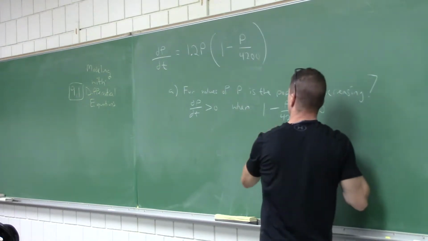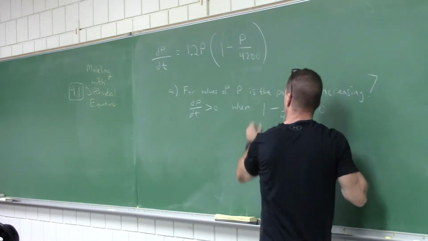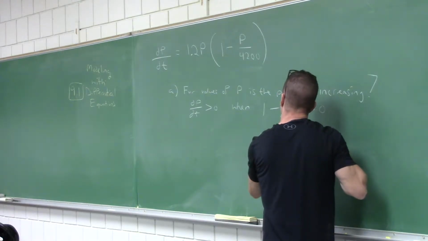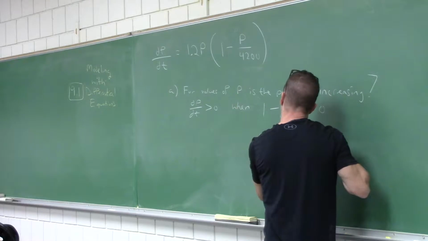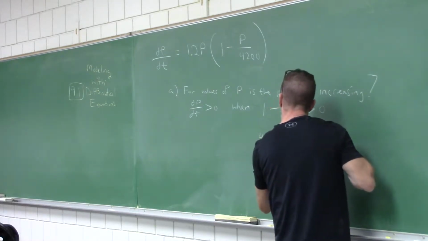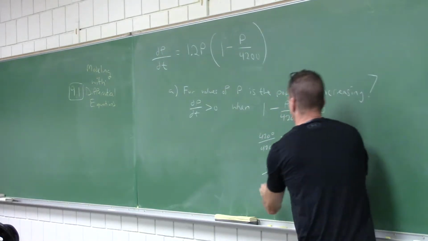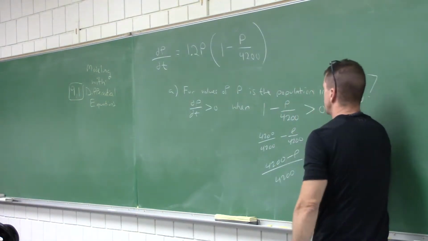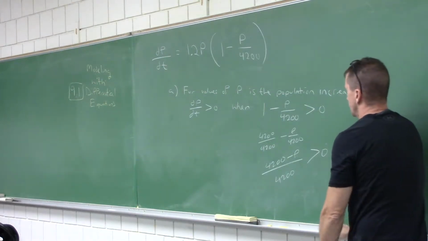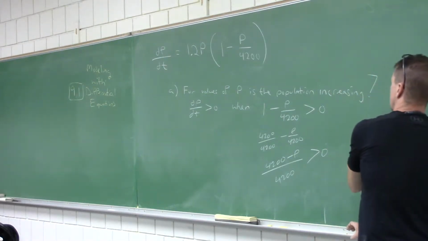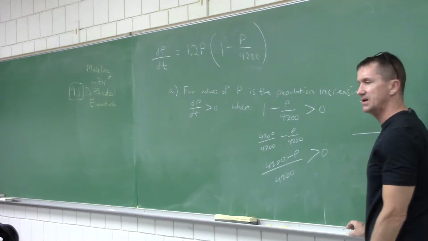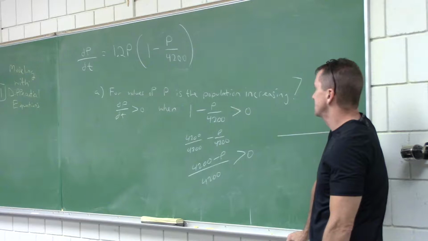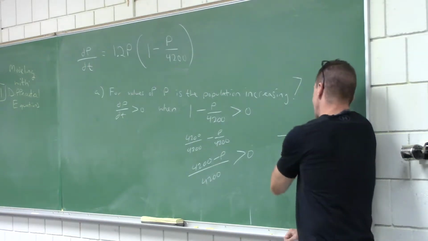Hey, I'm going to get some common denominators here. What would this be? 4,200 over 4,200 minus p over 4,200. Okay, so 4,200 minus p all over 4,200. Will that work? So this is an inequality. We're going to look for what's called the critical point. The critical point is a population value that makes that numerator equal 0. That's going to help us get our answer. 4,200. So there's our critical value.